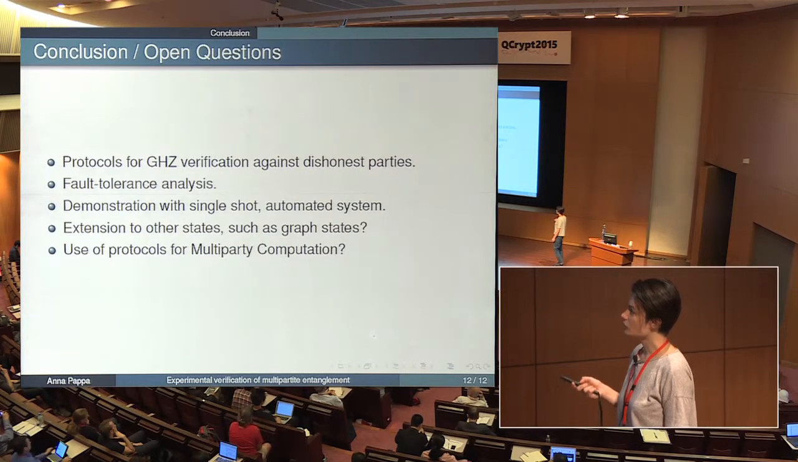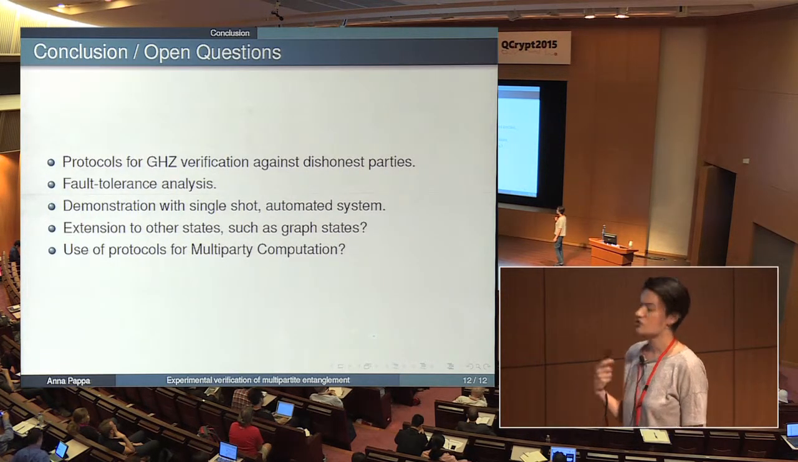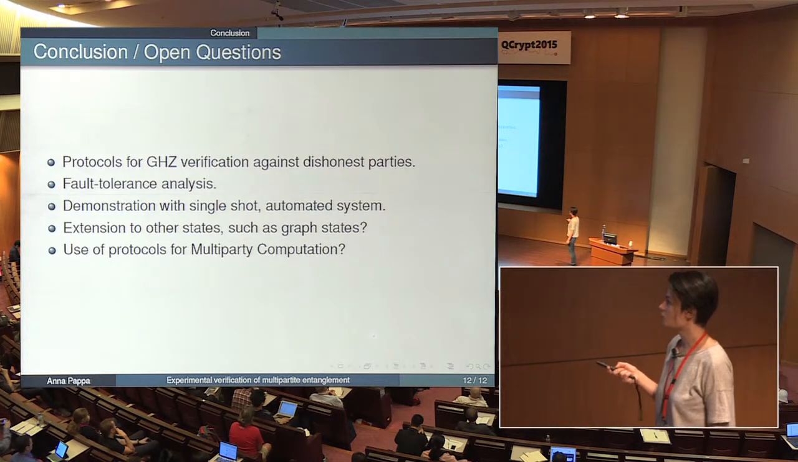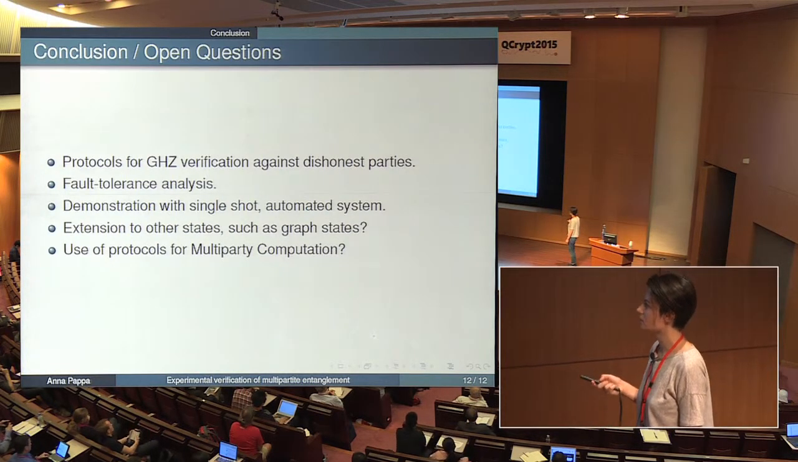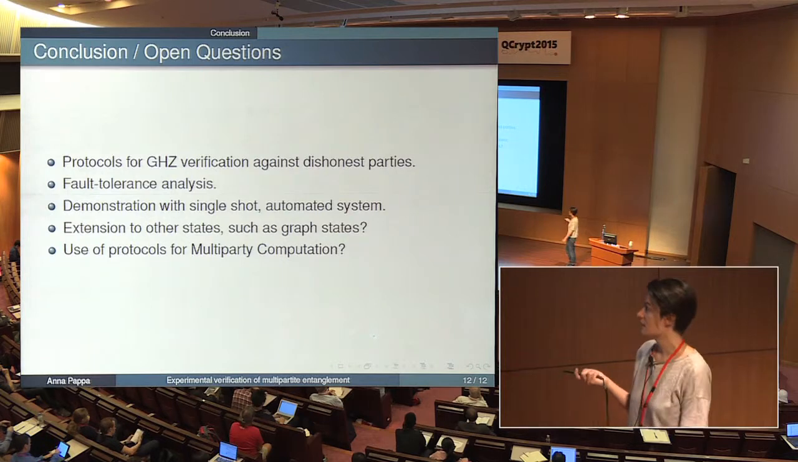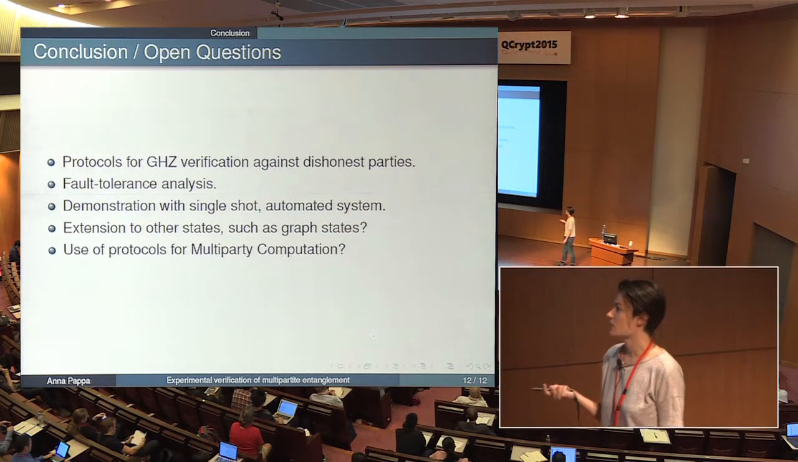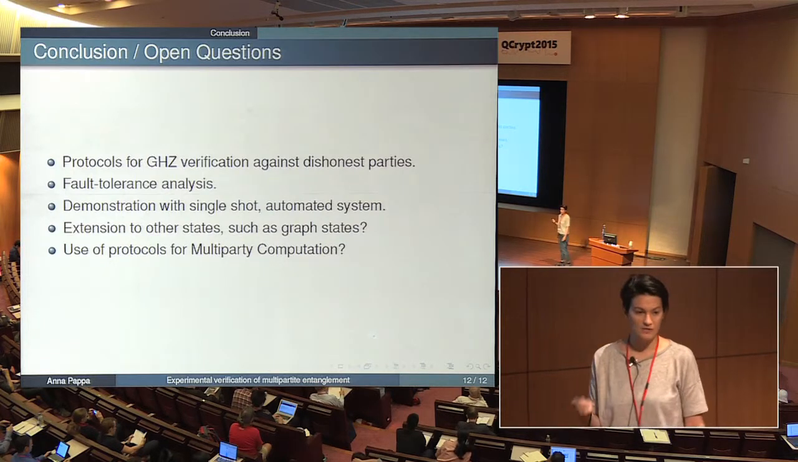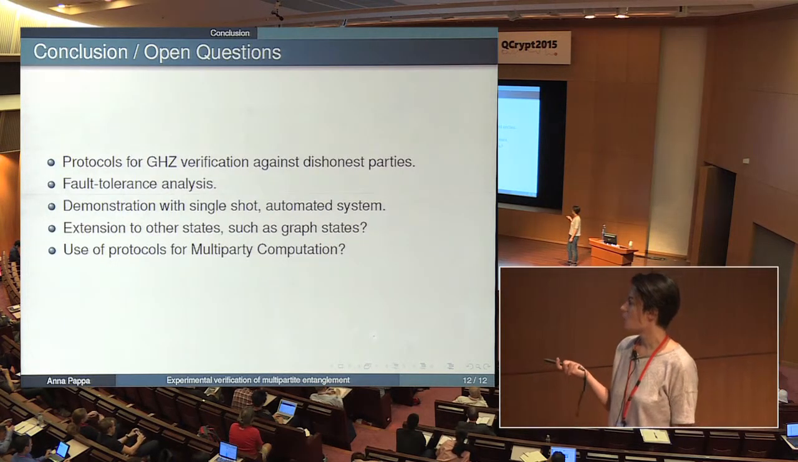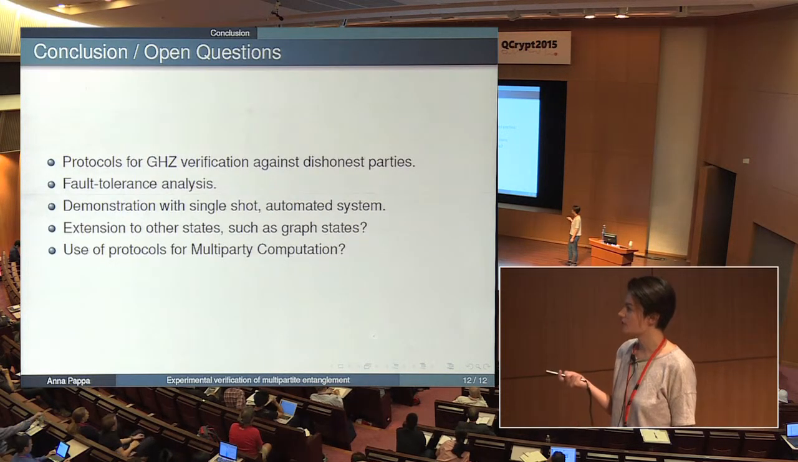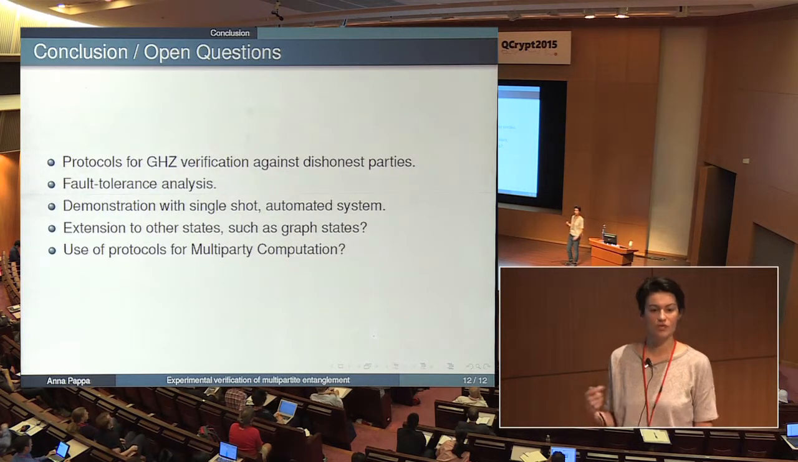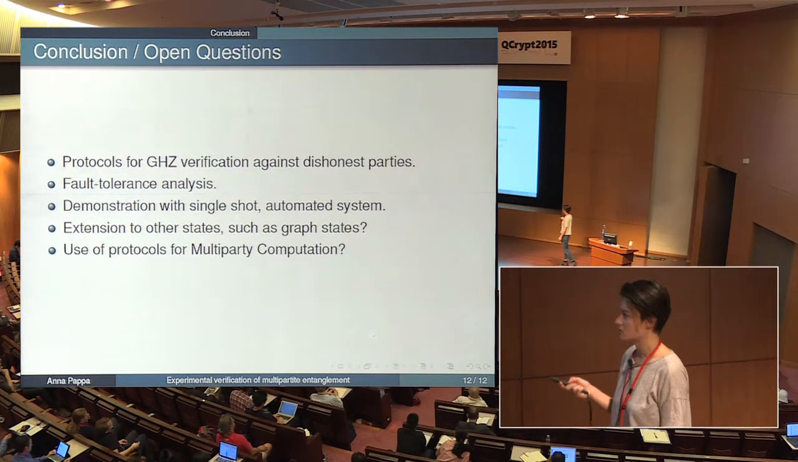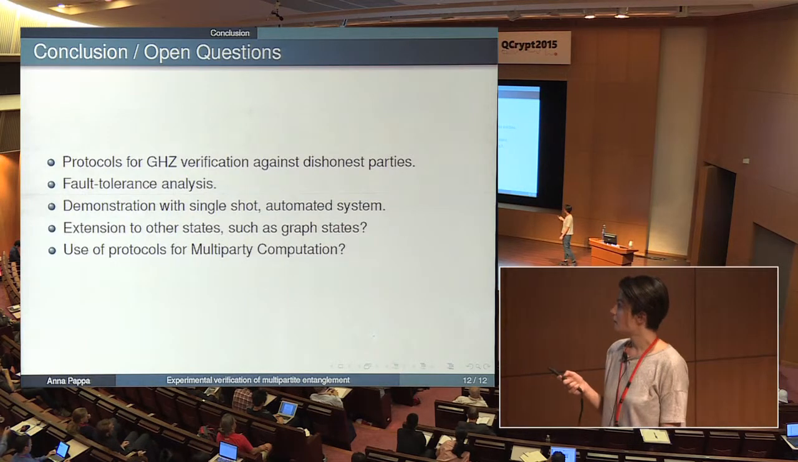So to conclude, what I've shown you is some protocols to verify GHZ states against dishonest parties. We've also done some fault tolerance analysis. And in collaboration with the Quantum Group at Bristol, we've demonstrated our protocols using some single-shot automated systems. Now, there are some open questions. For example, can we do the same thing for other states, like graph states? And how would we be able to use this type of protocol to do some further multi-party computation, for example?